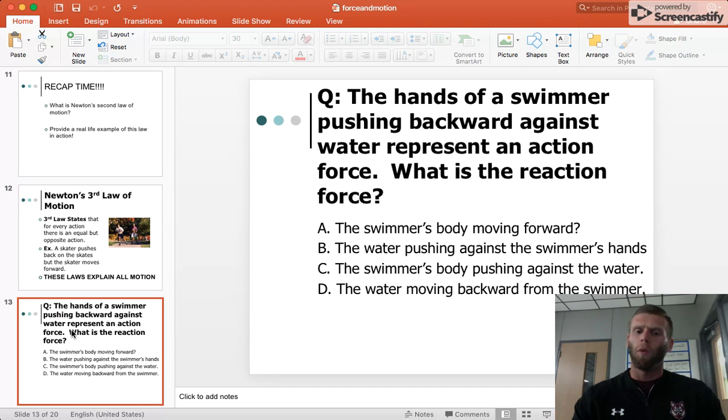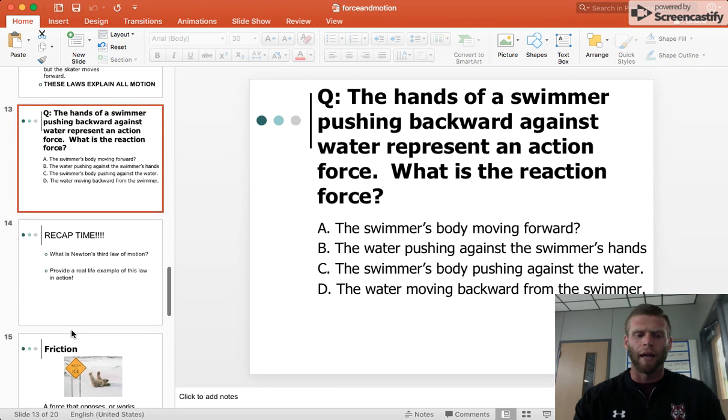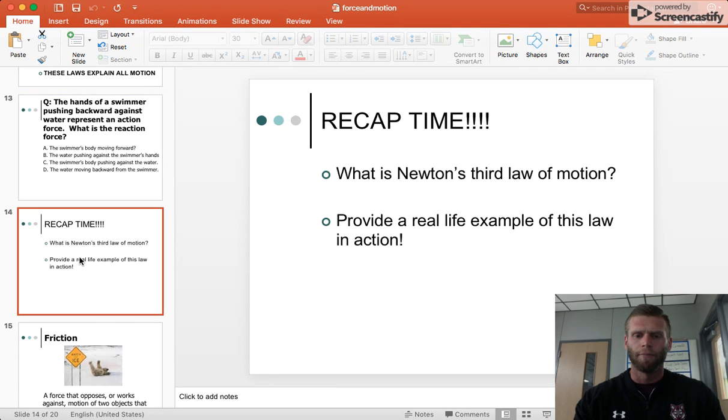All right, so question: the hands of a swimmer pushing backward against water represent an action force. What is the reaction force? The action is the hands pushing back. What's the reaction? A, the swimmer's body moving forward. B, the water pushing against the swimmer's hands. C, the swimmer's body pushing against the water. Or D, the water moving backward from the swimmer. Go ahead and answer that in your journal.